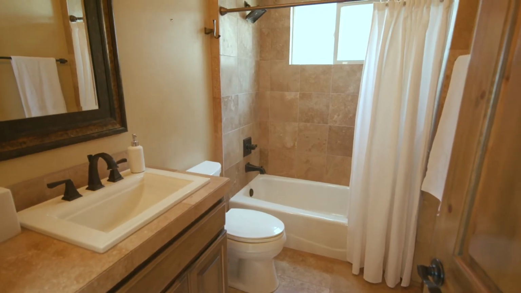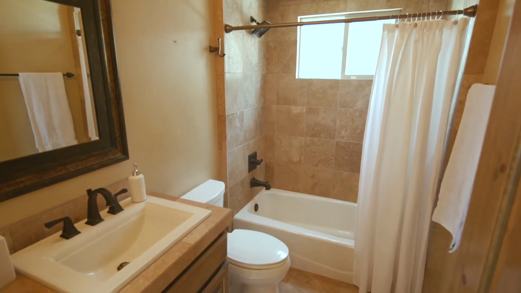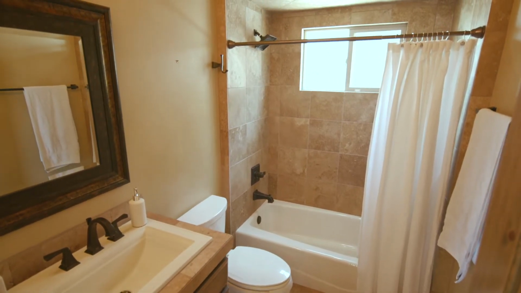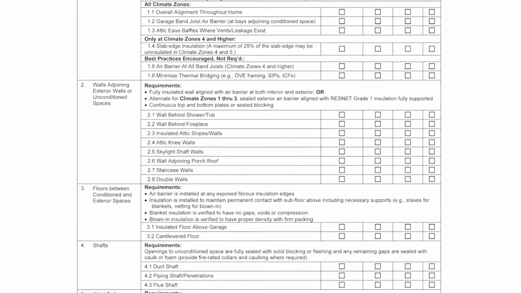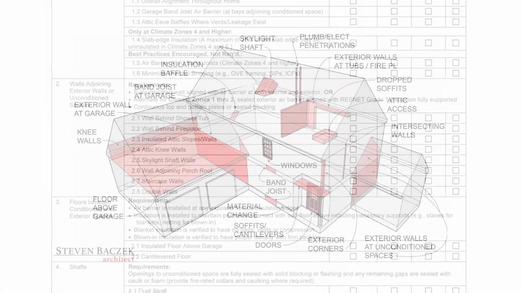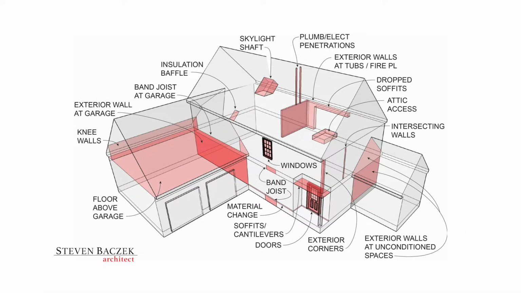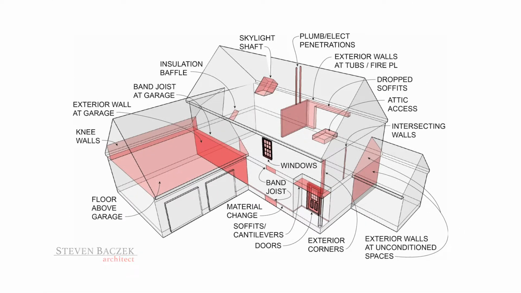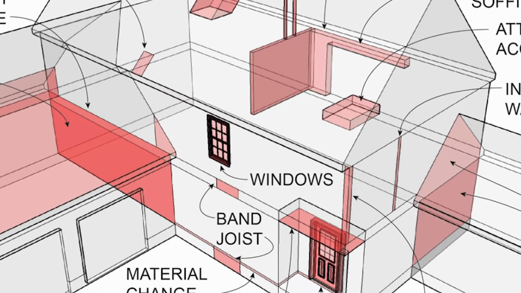I think one of the trickiest and most common thermal bypasses is exterior walls behind tubs. That's 2.1 on the checklist. But frankly, all of these can be challenging. My cut on the checklist versus the drawing, I think we need both. Now note that for windows, Steve just colored in the whole thing as a thermal bypass.